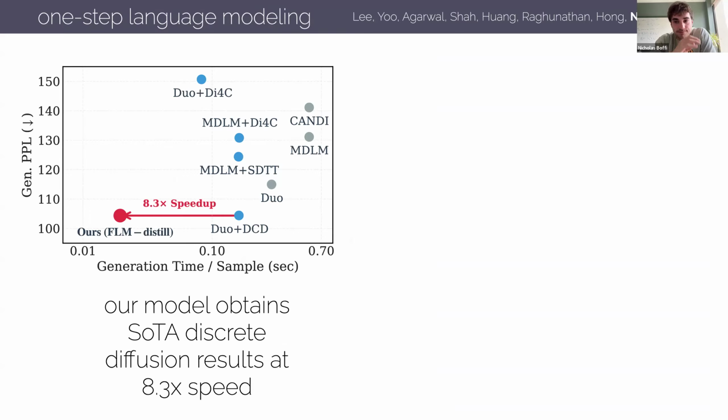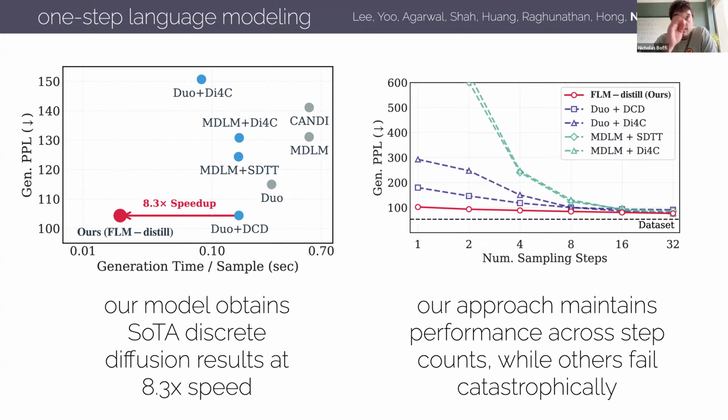8.3 times faster. And in fact, because we can distill into this flow map, our approach maintains its performance across step counts. So other methods fail catastrophically, and in the small step size regime, they start to have their perplexity blow up in line with the neglected correlations I showed you on the previous slide. We actually maintain performance, and we have this flat red line.